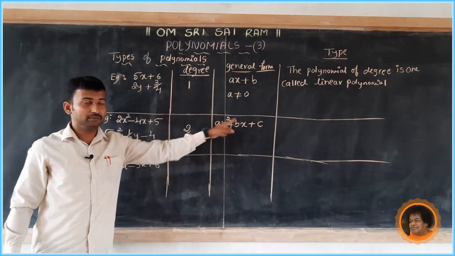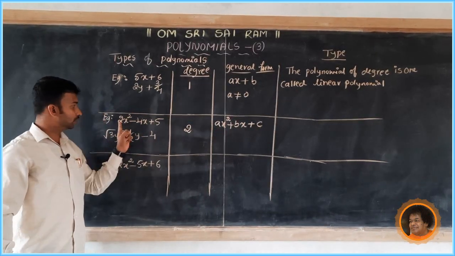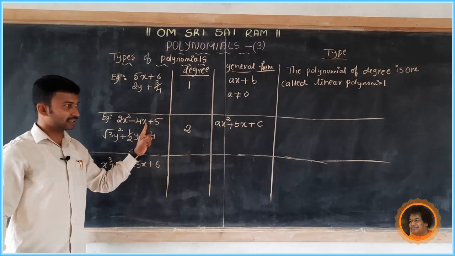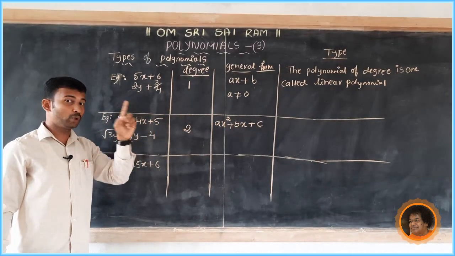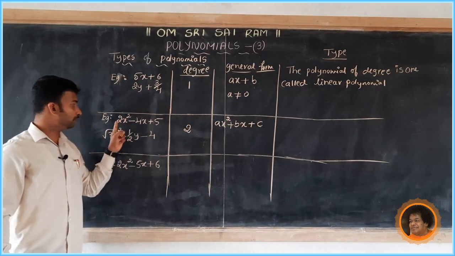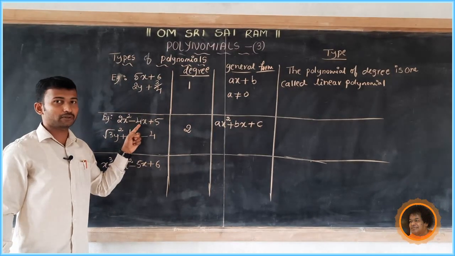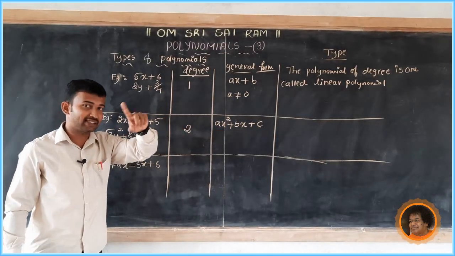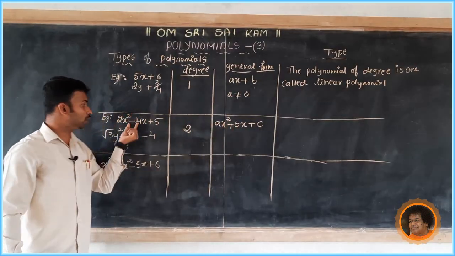Compare this form with the example: ax square is 2x square, bx, and c is the constant, that is 5. What about a and b? a equal to plus 2 and b is equal to minus 4, not plus 4, because the form is in positive, but the example is in negative. So, we should write b is equal to minus 4.